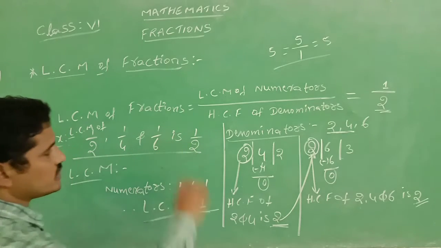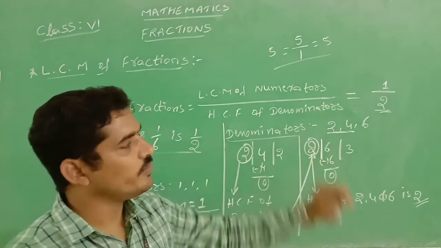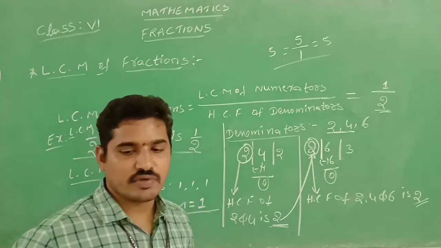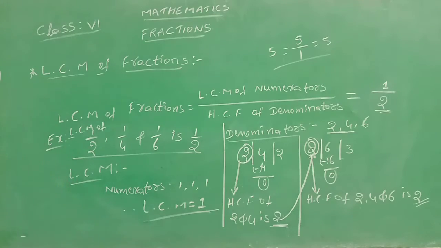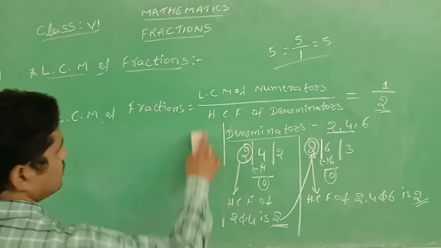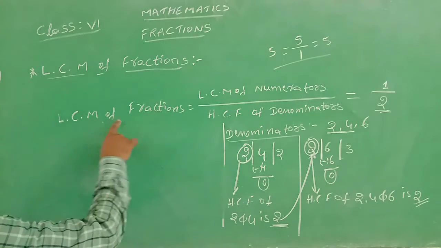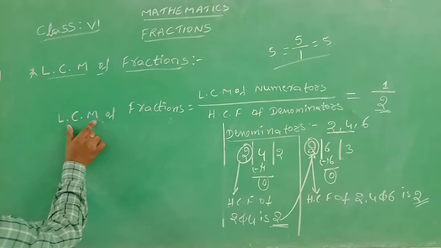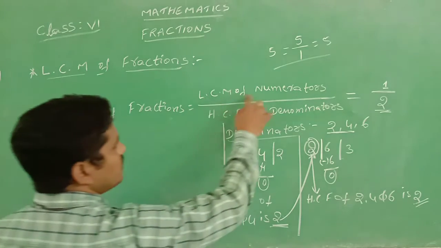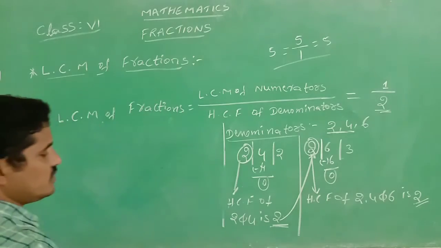Okay, this is the method of finding the LCM of the given fractions. One more example we will see. The formula is very important, and simple. The formula for the LCM of fractions is: LCM of numerators divided by HCF of denominators.